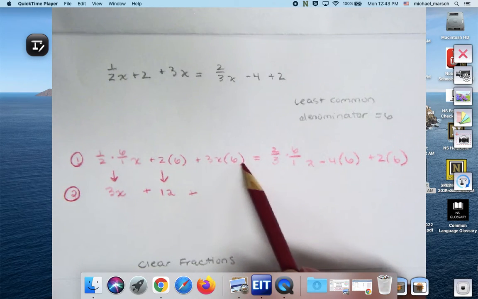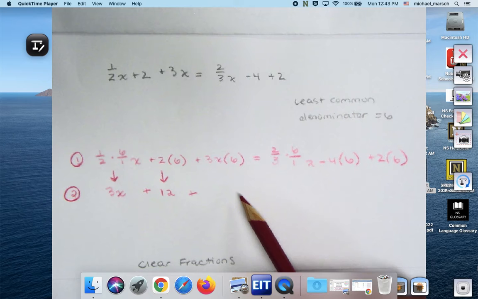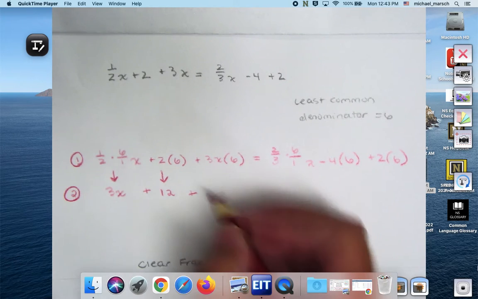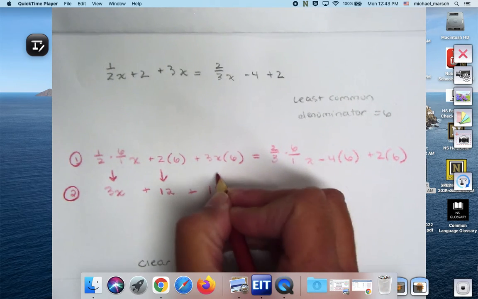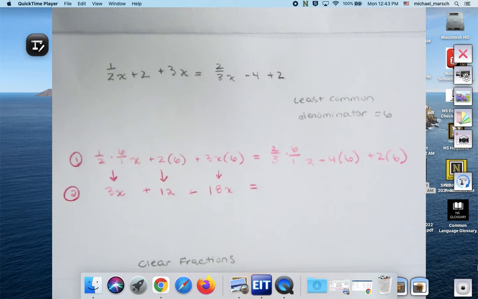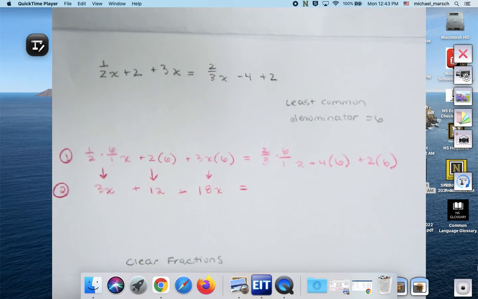What's 3x times 6? How many x's am I going to have? 18x. All right, moving right along. See, we're getting rid of these fractions so we can have an easy peasy equation.